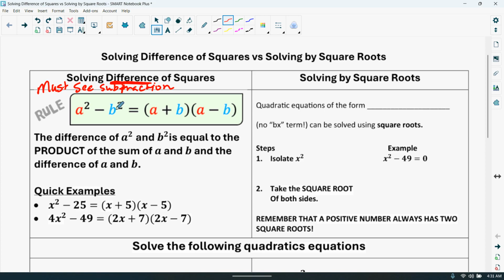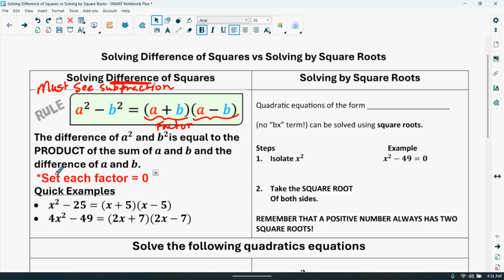Notice that instead of the exponent of 2, because taking the square root is getting rid of the exponent, we now have a plus b in parentheses and a minus b. So if I go from subtraction of two terms, then I'm going to go into the factor form. The two parentheses here are called our factor form, and that's what we're going to use to solve. The first thing we need to do anytime I see the difference of squares is set each factor equal to 0.